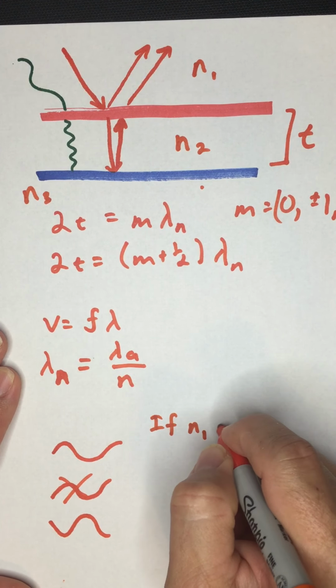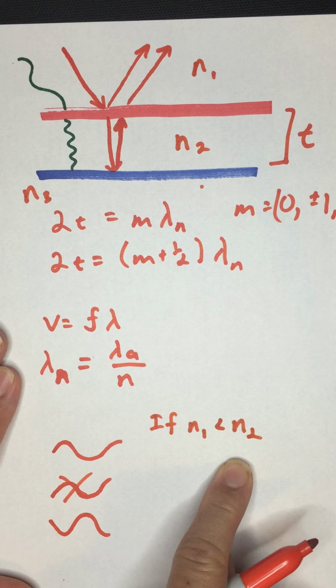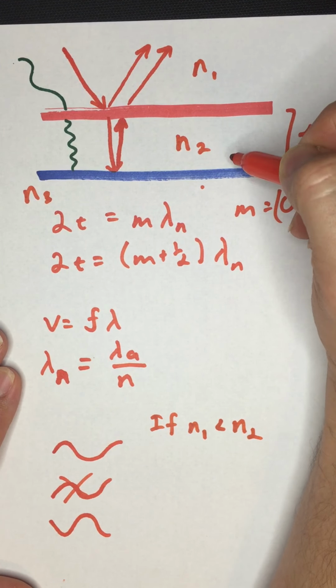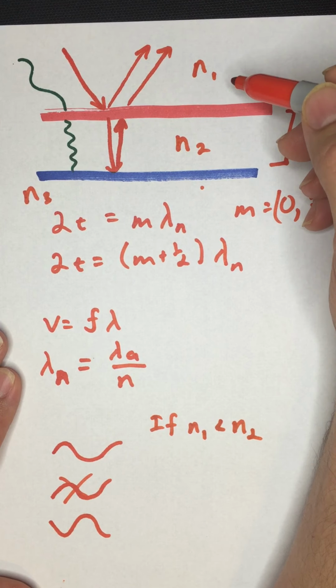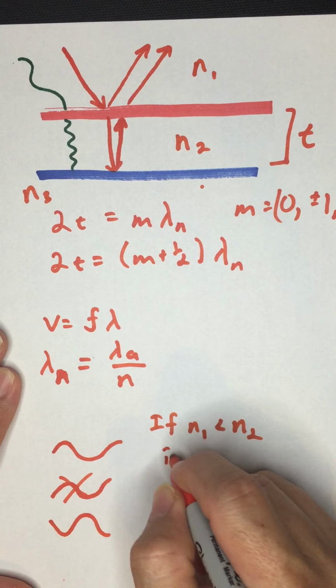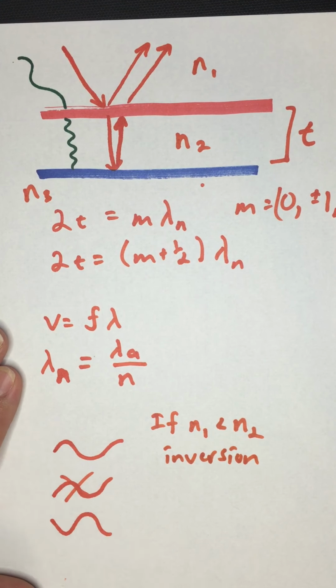Remember, the bigger the index of refraction, the smaller the speed. So if N1 is less than N2, which is the same thing as saying if I'm moving from a faster medium into a slower medium, I get inversion. I phase shift.